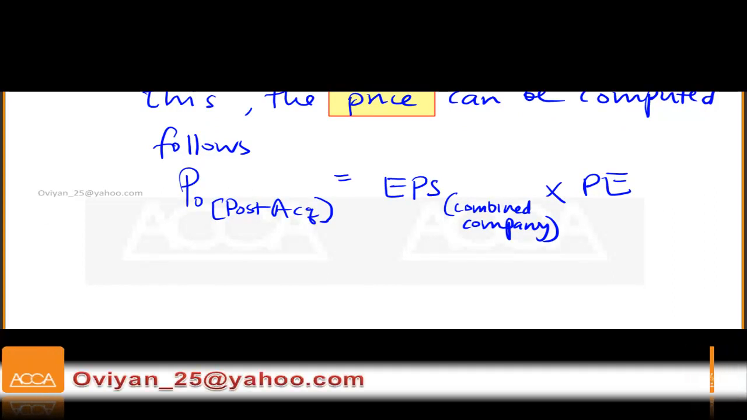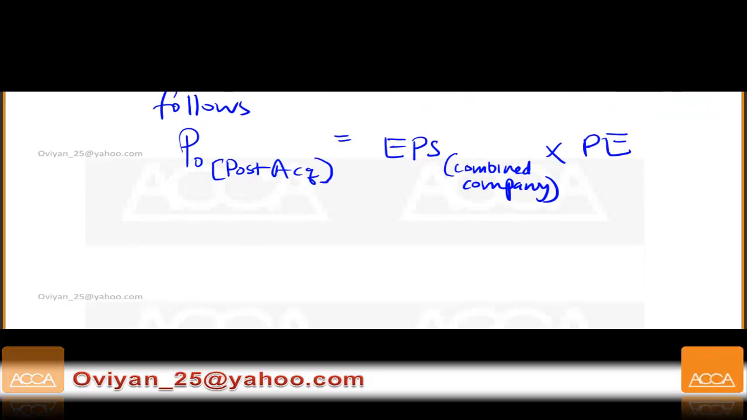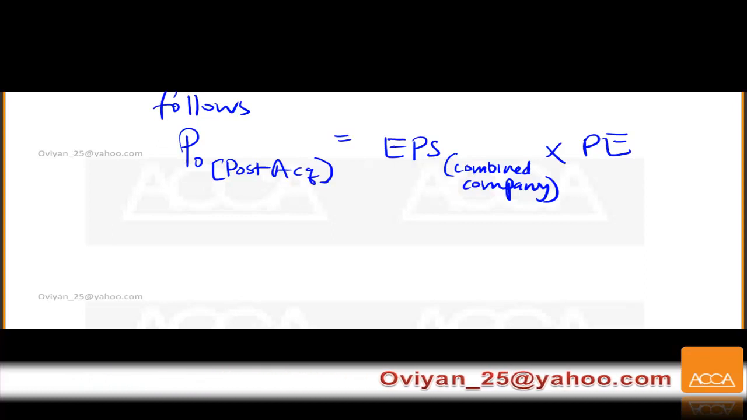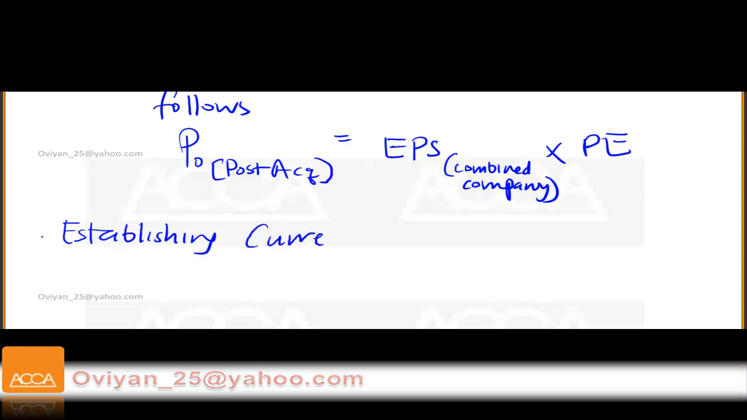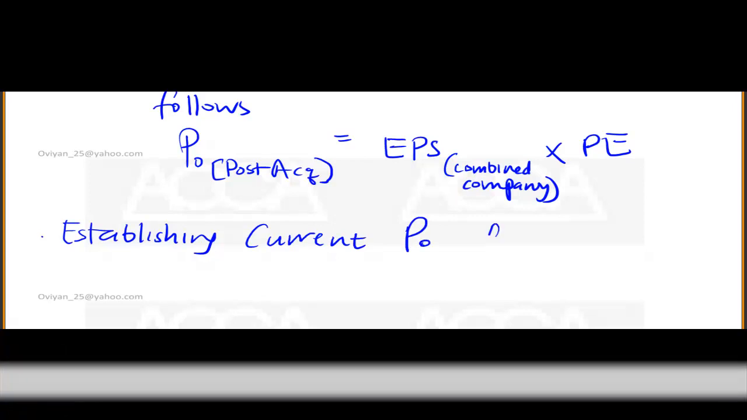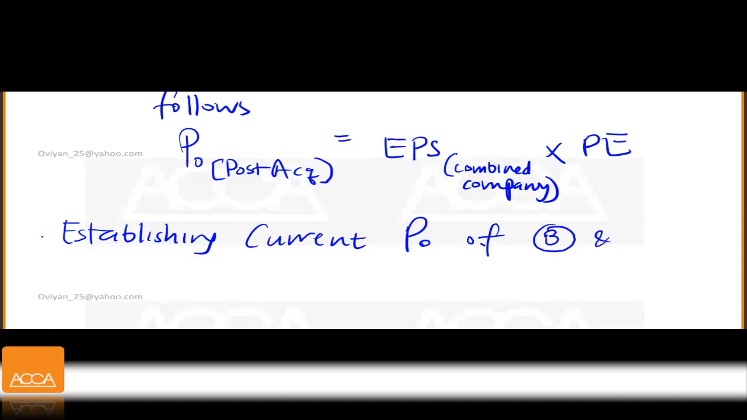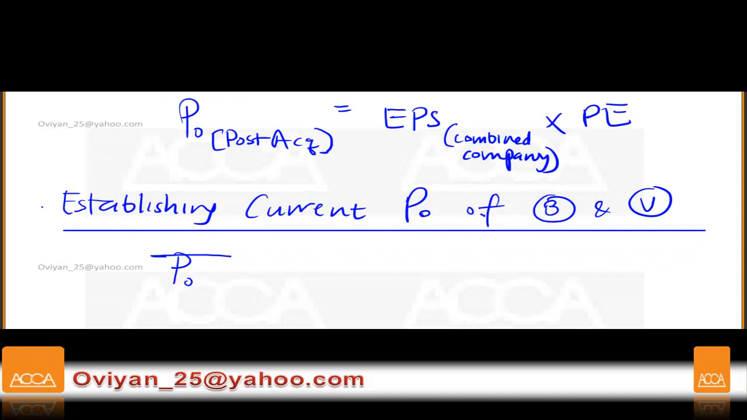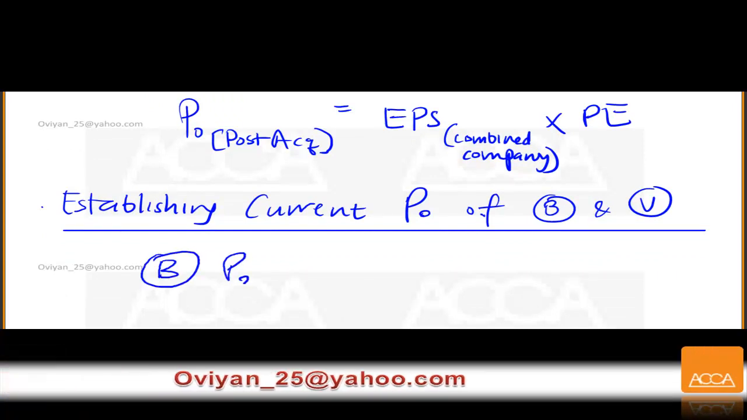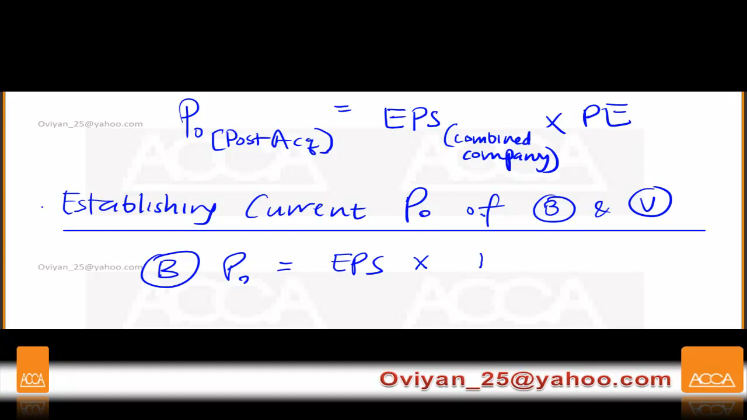Now, before we go into that calculation, let me establish the price of Bergoni, because we don't have the share price of Bergoni directly. First, we're establishing the current market price of Bergoni and Venitra. We know Venitra's, but we'll just write it down. Let's talk about Bergoni's share price. It is simply equal to the earnings per share of Bergoni multiplied by the PE of Bergoni.